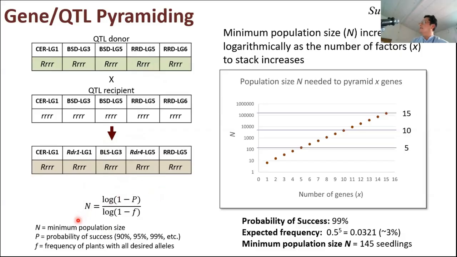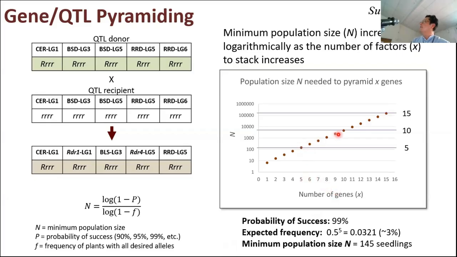And N is the minimum population size, P is the probability of success, and F is the frequency of that particular genotype. If you plug those values into that equation, you will calculate that the minimum population size would be 145 seedlings. So that's for 5 genes right here. Yeah, it's a little bit over 100.